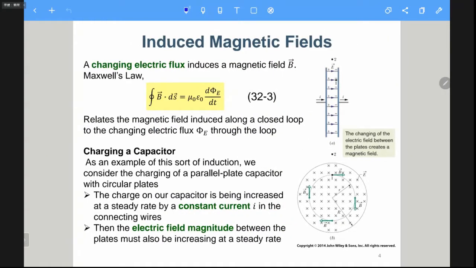Okay, so next we jump to the induced magnetic field. In chapter 29, when we learned the Ampere's law, the equation is like that. The line integral of B dot ds is mu naught I enclosed, if you still remember. Okay, so a changing electric flux induces magnetic field B. Maxwell's law is the same as this one, mu naught is still the same, but here we have this term rather than the I enclosed. This one is epsilon naught times d phi E dt.